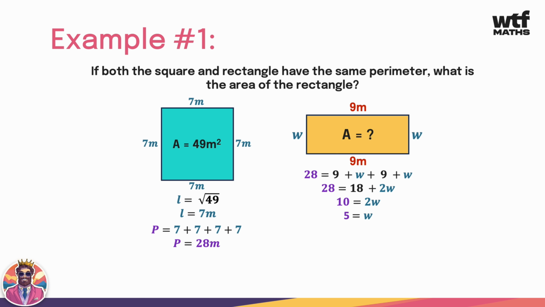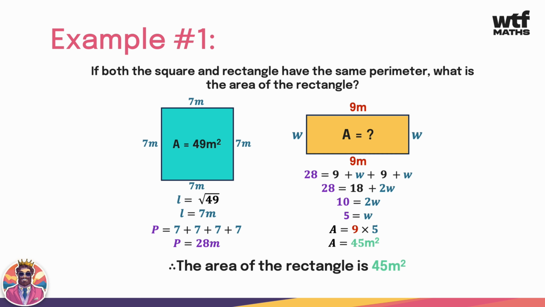So our missing width is actually 5 in the rectangle above. So now that we know it's 5, we can go area is 9 times 5. So the area is 45 meters squared. So the area of this rectangle is 45 meters squared.